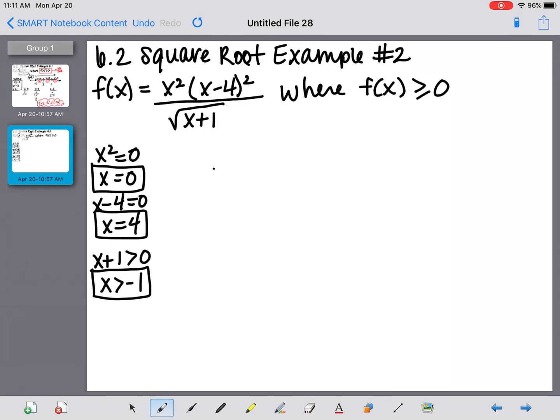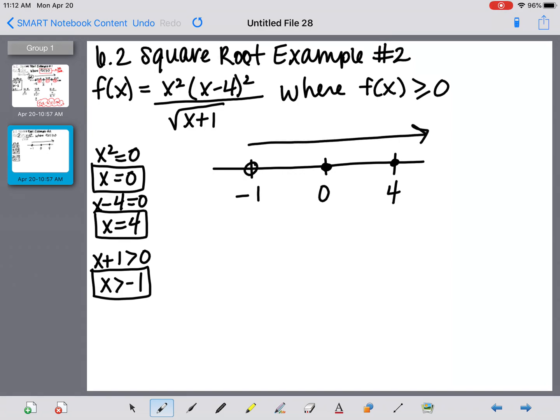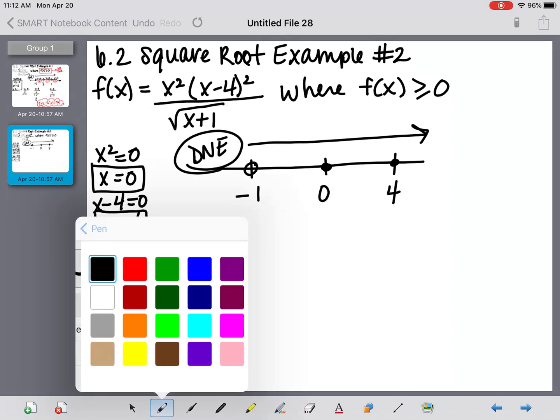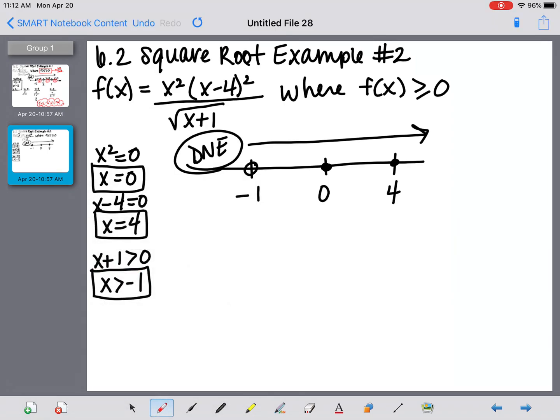So I have three things I need to satisfy on my number line. I'll do some open and closed circles. This is open, these two are closed, and greater than -1 tells me that this interval does not exist, so we can ignore that right off the bat. Let's test some values now. In between -1 and 0, we'll use something like -0.5.